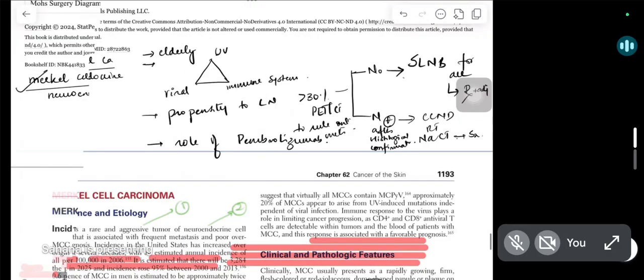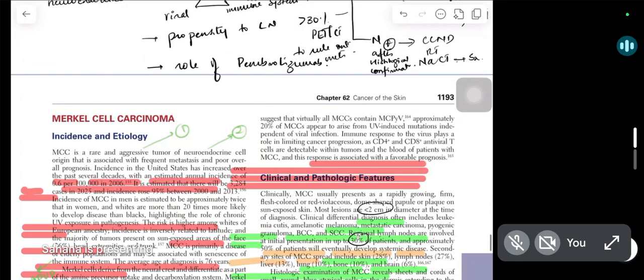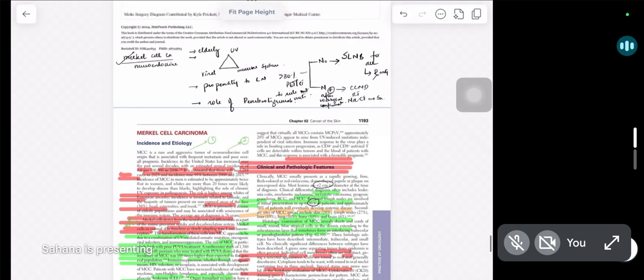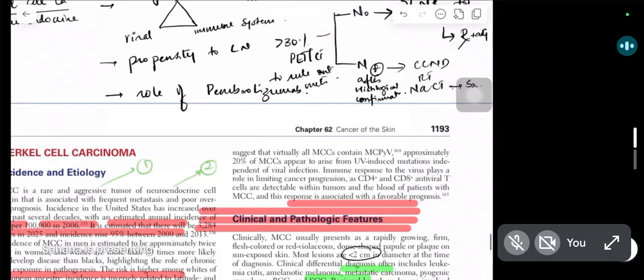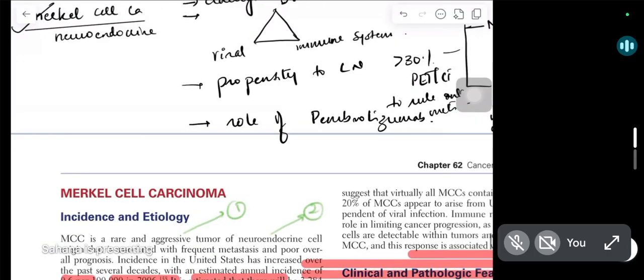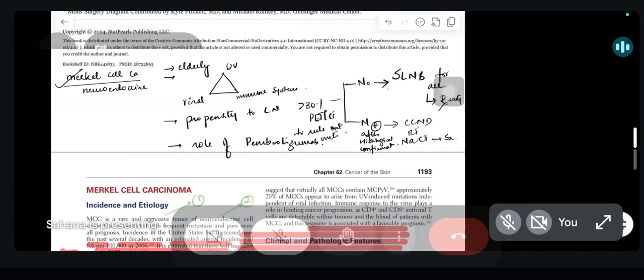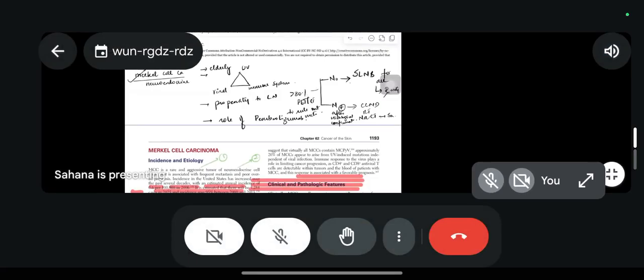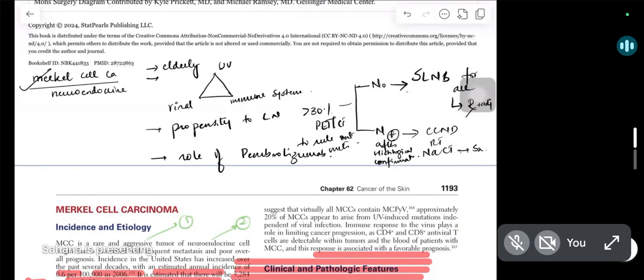In Merkel cell, I just wanted to add a few points, just tell in brief. Merkel cell origin is from neuroendocrine cells of the skin. Predilection is in the elderly. They are associated with UV exposure, viral etiology, and immune suppression state. They have a propensity for lymph nodes. More than 30% of them spread to nodes.